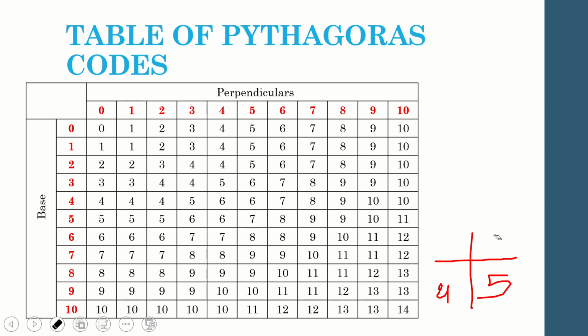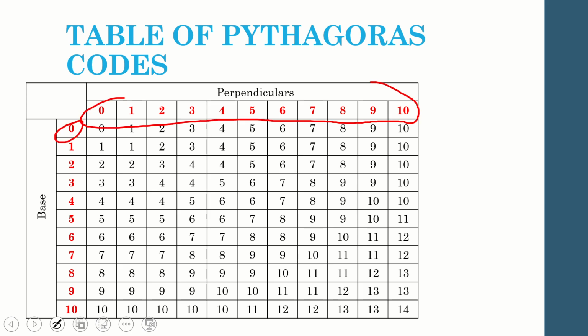You can write here 3, here 4 also. By revising this table only, we can see the observations. So I have considered base 0 and this entire row as perpendicular, and based on that, this is the value you have to get. This is the value you have to get.